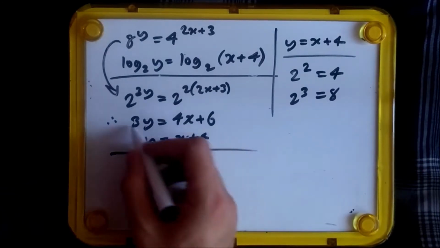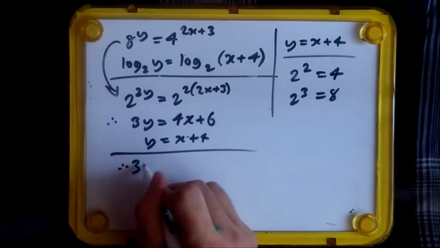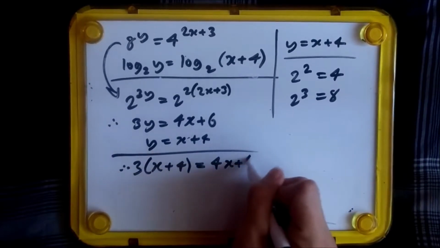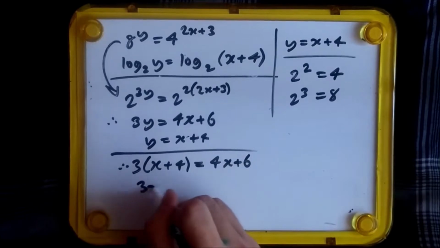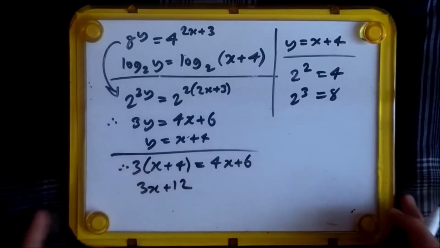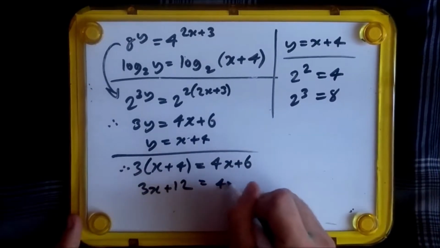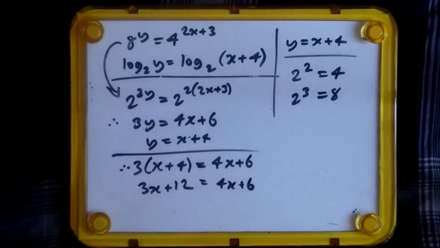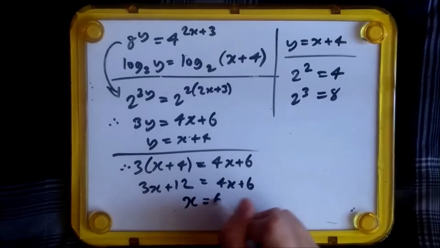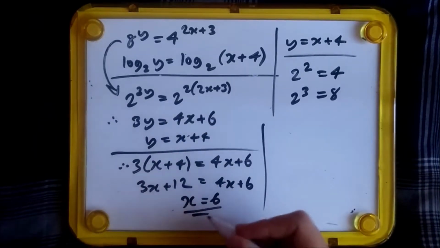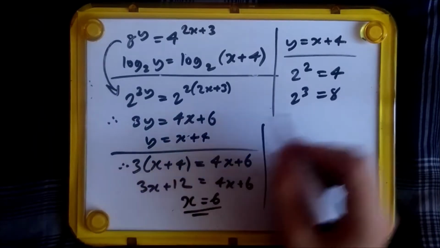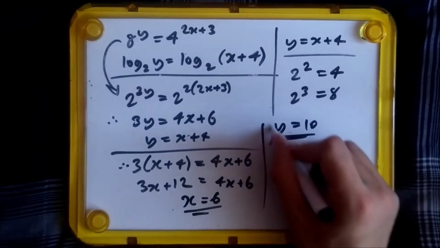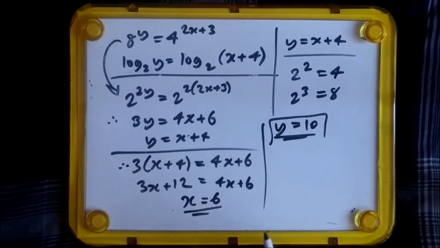So knowing that y equals x plus 4, we can say that 3 times x plus 4 equals 4x plus 6. Expanding this will give us 3x plus 12, and this equals 4x plus 6. Subtracting 3x across and 6 should give us a nice clean x equals 6. Alright, and that means popping this into the y equation here, this should give us y equals 6 plus 4 is 10. And that's it, guys. That's pretty much how you solve a simultaneous log equation.